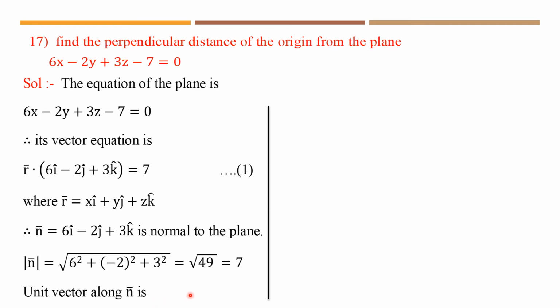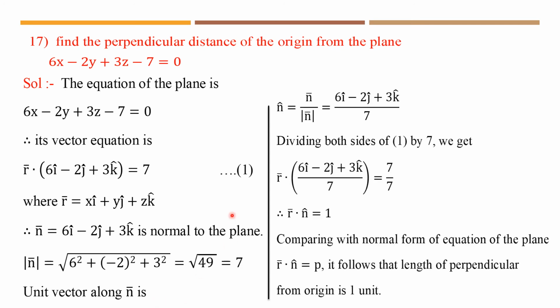Unit vector along n vector, that is n cap, equal to, we know the formula, n vector divided by magnitude of n. Here n vector is 6i minus 2j plus 3k divided by magnitude of n vector, which is 7. Here the equation of a plane in normal form is R vector dot n vector equal to a vector dot n vector. We convert it into this form: R vector dot n cap equal to P.